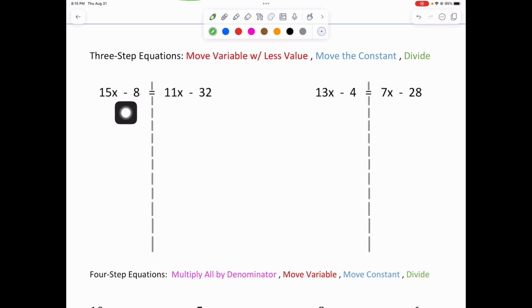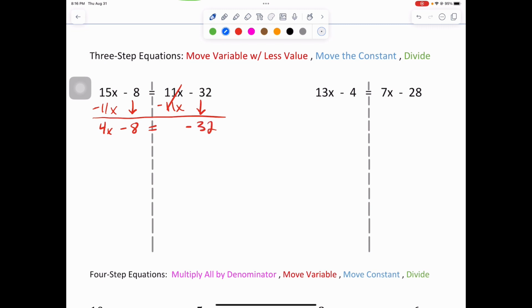Okay, so we have 15x minus 8 equals 11x minus 32. Well, I know that 11 is less than 15, so I'm going to go ahead and move that first, okay? So instead of that positive 11x, I will subtract 11x, but what we do to one side of the equation, yes, we always do to the other. Okay, so 15x minus 11x is 4x. Bring down your negative 8. There I go with the arrow again. Again, I won't do it every time. Bring down the equals. 11x minus 11x, cancel it out. Bring down your negative 32.